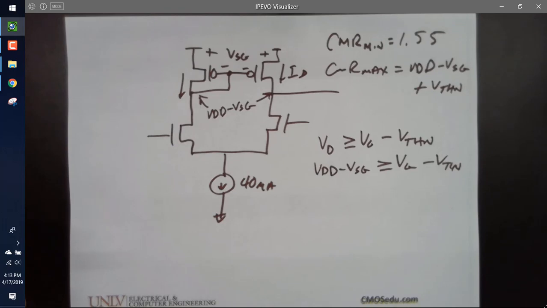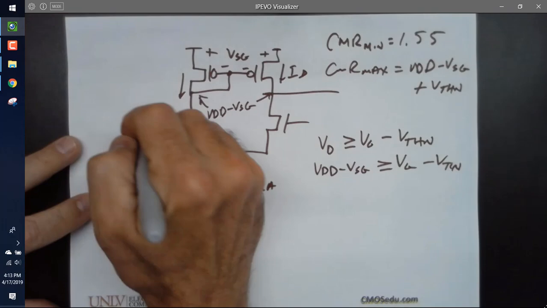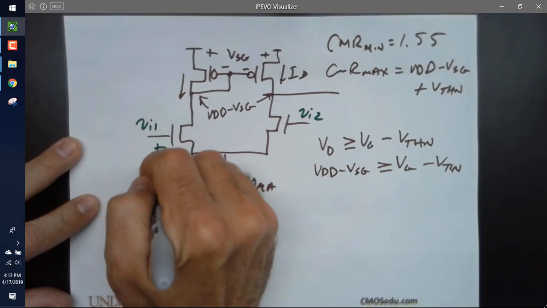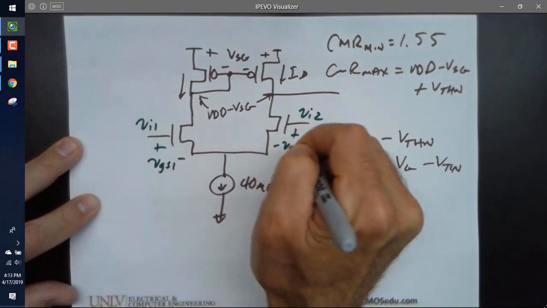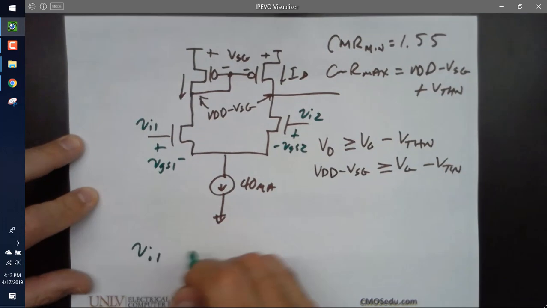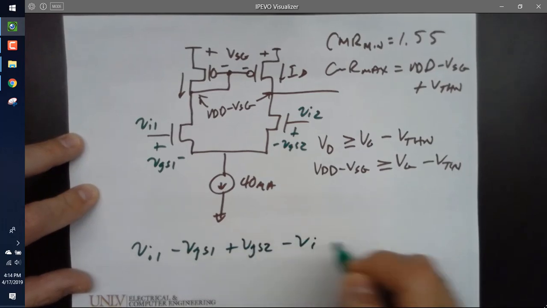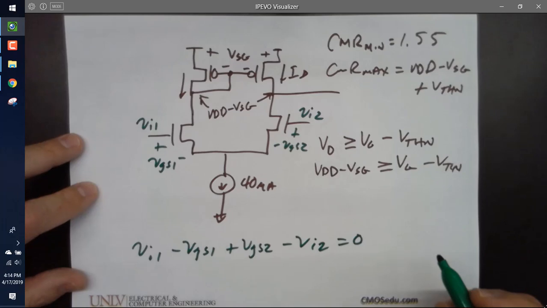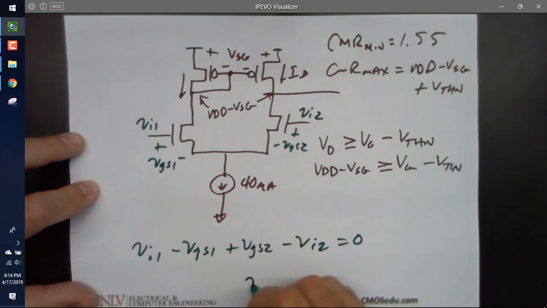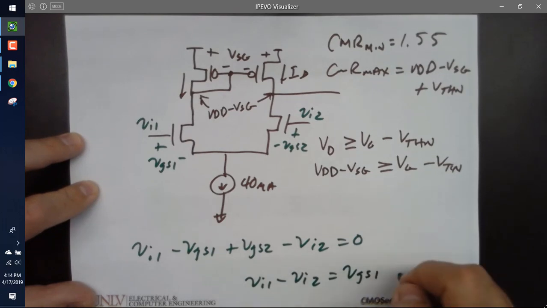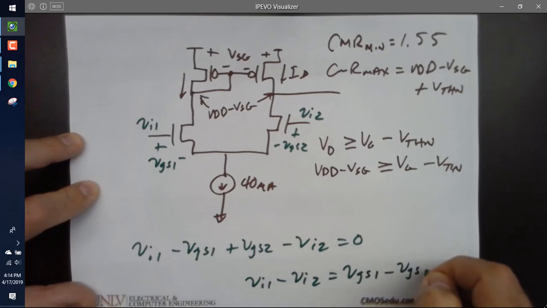All right, let's do the gain again, but instead of doing it the exact same way, I'm going to do it a little bit different. Why don't I call this VN1, VN2 plus minus VGS1 plus minus VGS2. So I get VN1 minus VGS1 plus VGS2 minus VN2 equals 0. Or VN1 minus VN2 equals VGS1 plus or minus VGS2.